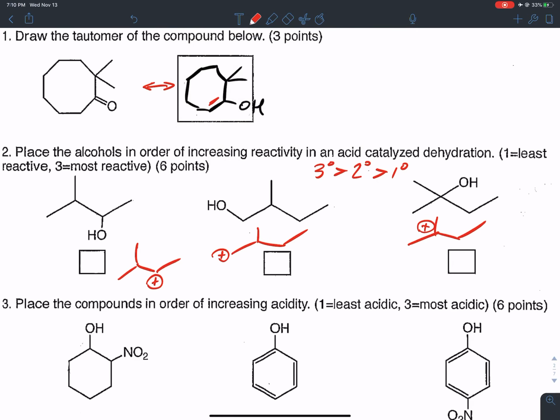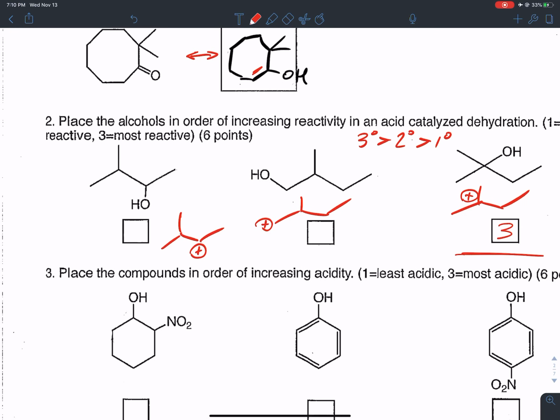So this tertiary carbocation is going to be more stable, and it'll give us a lower activation energy. So this is going to be more reactive because it takes the least amount of energy to get over that activation energy hump. Likewise, the secondary carbocation will give us 2. Primary will give us 1.